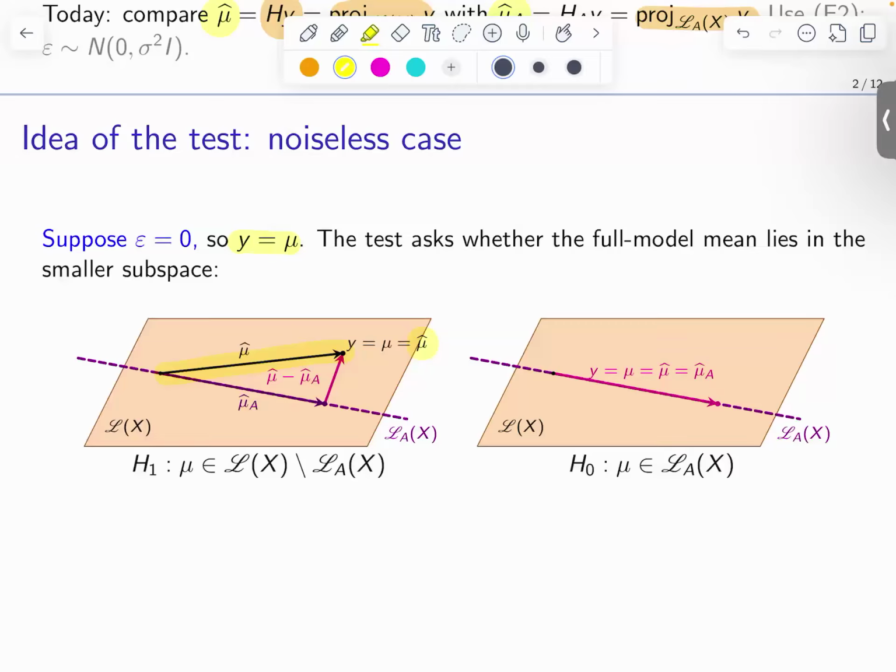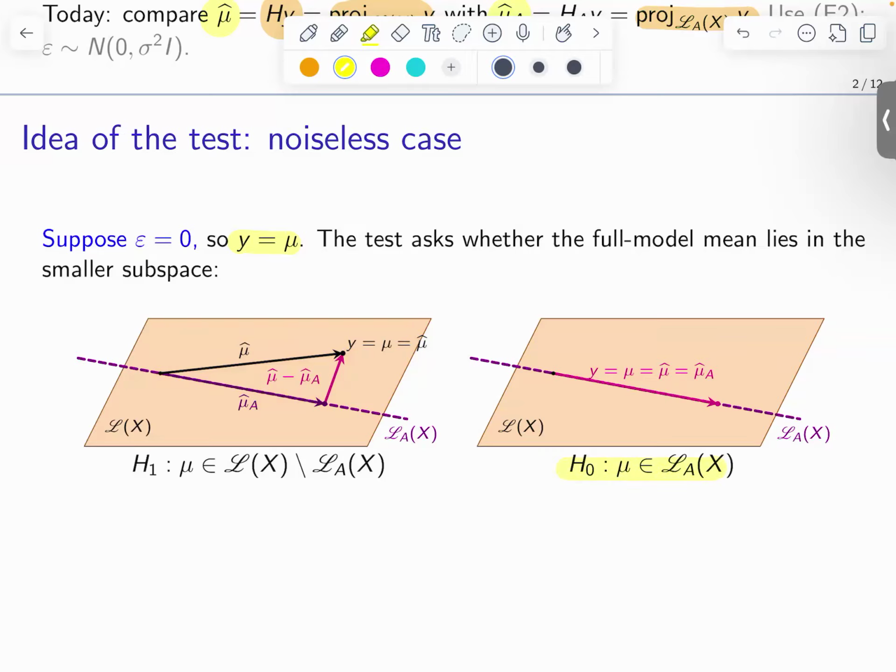However, under the alternative, this y is not in LAX. So it's in Lx, but not in LAX. When I try to project it onto LAX, I get a genuinely different projection. So I get mu hat A, and you can see this is the difference. The colored vector is mu hat minus mu hat A. So I get a non-zero difference between the fitted values. Then compare this with the case where we're under the null.